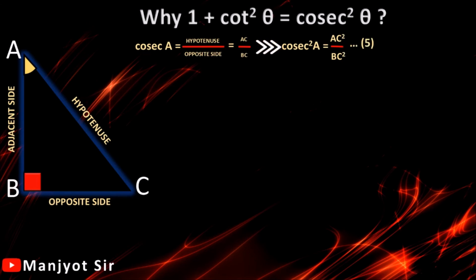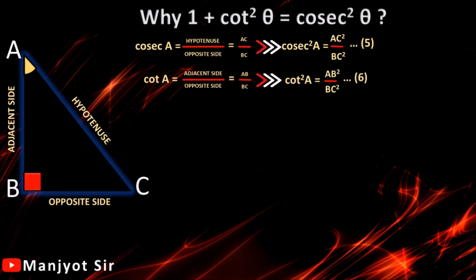Next, we need cot. We all know the formula for cot. We have already studied it. Cot is equal to adjacent upon opposite. If you observe here, the adjacent side is AB and the opposite side is BC, so we'll write AB upon BC. Next, since we need cot square, we'll square this term. So we'll get cot square A is equal to AB square upon BC square, and we'll mark this equation number 6.